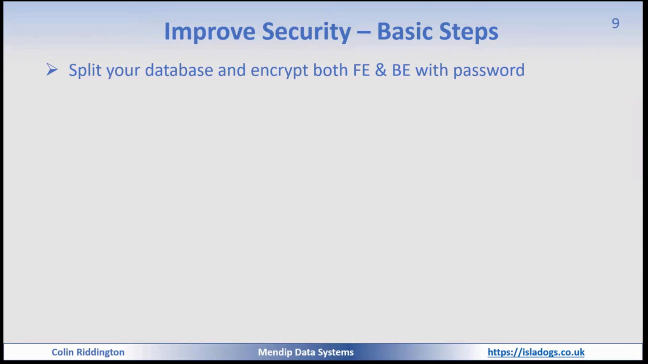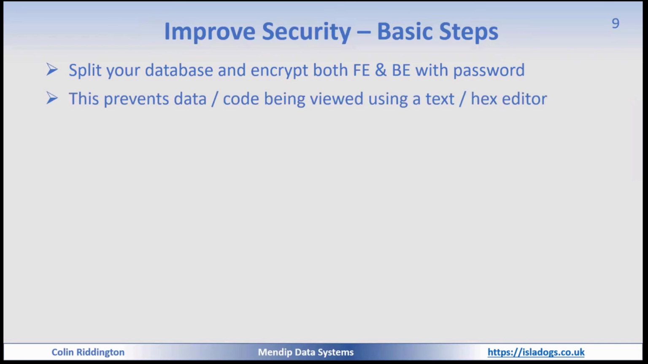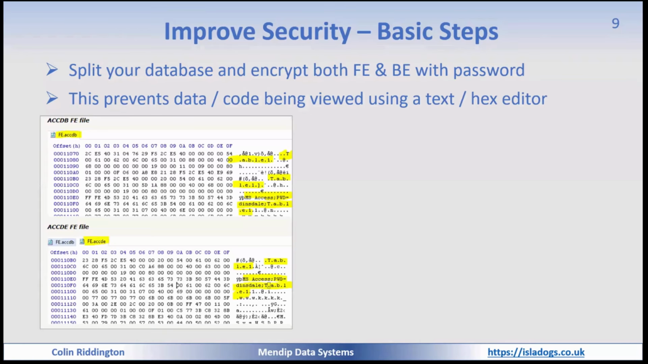Of course, you know that you need to split your database and that you should encrypt both the FE and the BE with a password. The reason isn't just to protect your code and just to make it difficult for people to get in. It's also, and I'd say even more importantly in some ways, to protect your data and your code from being viewed using a hex or text editor, even Notepad. These are screen grabs from an ACCDB and an ACCDE file, front-end file, and neither of those have been encrypted. And you can see from looking at this, you get table names, I've highlighted some of the important things here.